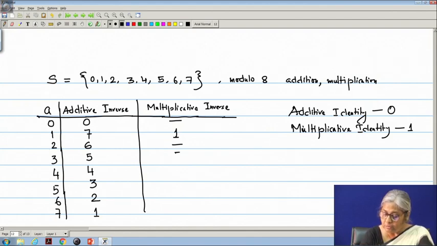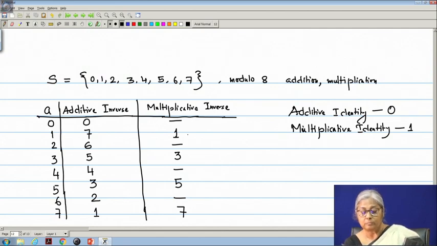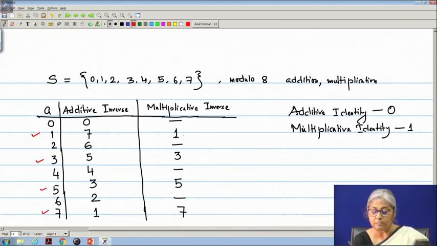For 3 it is 3 only, then 4 does not exist. For 5 it is 5 only, for 6 there is no multiplicative inverse, for 7 the multiplicative inverse is 7. And we have already concluded earlier that if A is relatively prime with n, that means for 1, 3, 5 and 7, then only we get the multiplicative inverse.